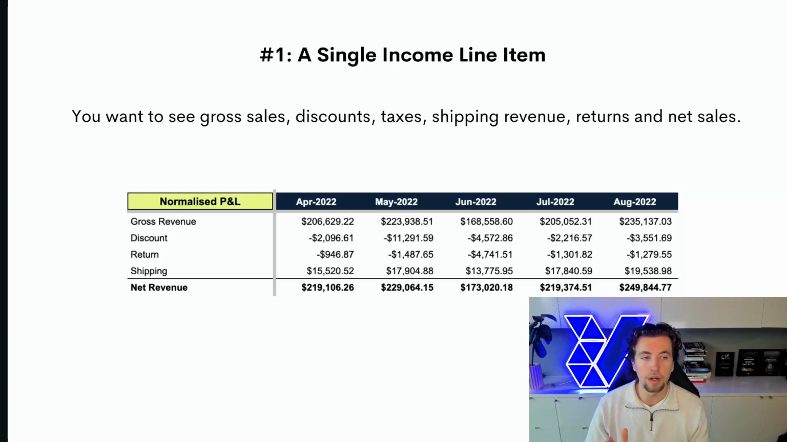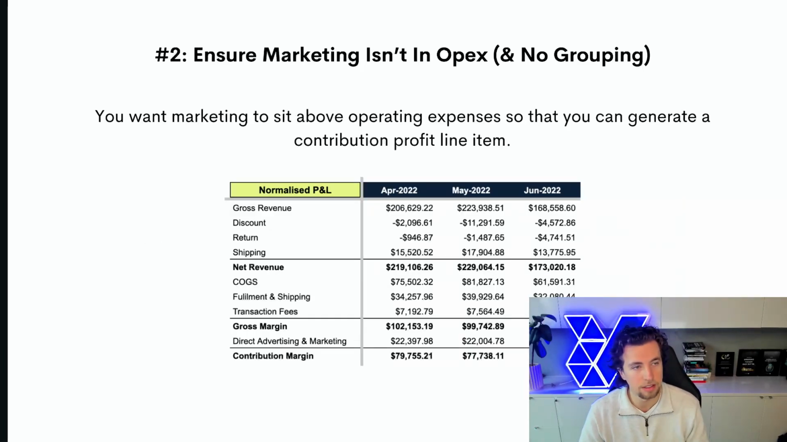In that scenario, if you weren't representing gross sales and discounts and returns and shippings within your P&L, you would not be able to see that. You would not be able to observe it within the P&L, and you therefore would not be able to course correct moving forward and identify why EBITDA was impacted in that particular month. So you have less visibility on what is actually occurring when you're looking at the P&L to derive insights.